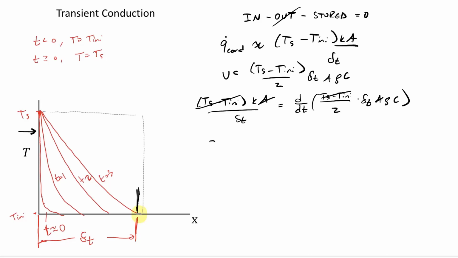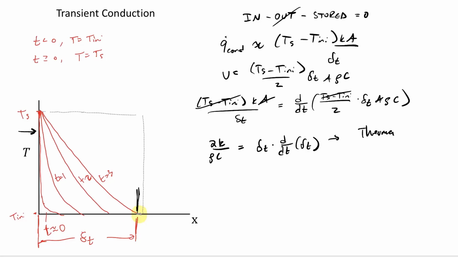So we bring stuff over to the left-hand side: 2 times k over rho C is equal to delta T times the derivative, d/dt, of delta T. Oops, delta T. Everybody see how we got there? Okay, so what we have on the left-hand side, 2 times conductivity over density times specific heat, is actually a really important parameter for 1D problems. And this is called thermal diffusivity.